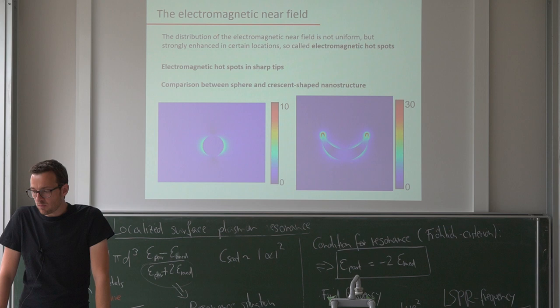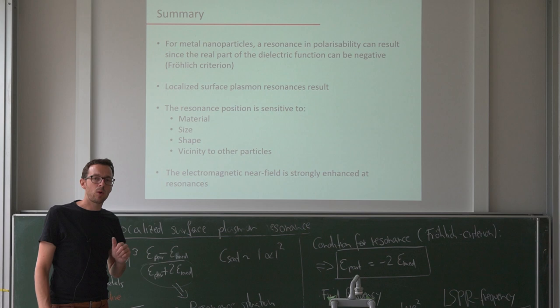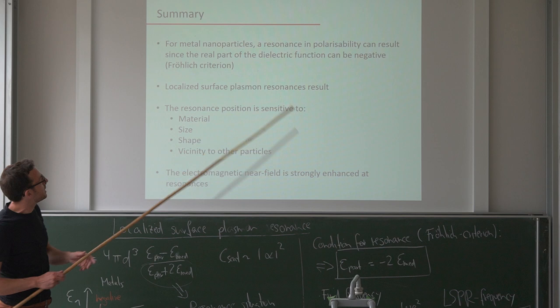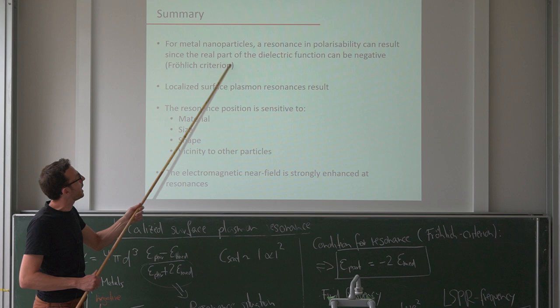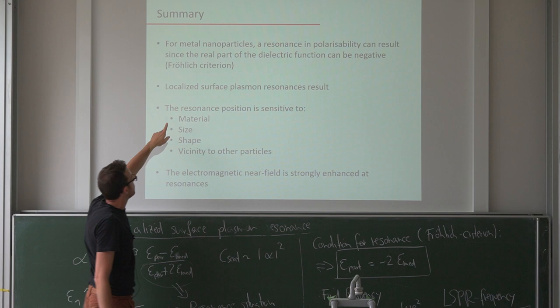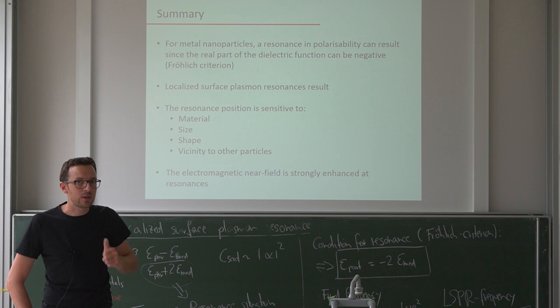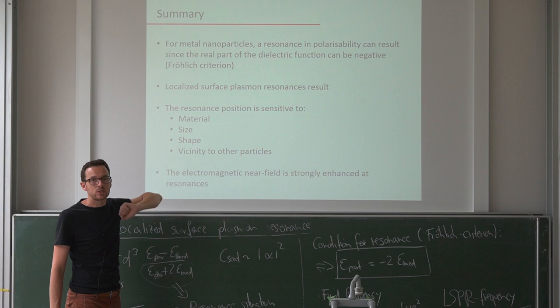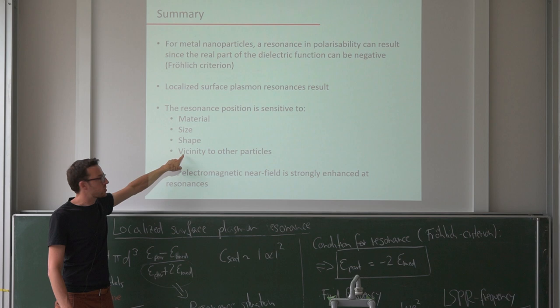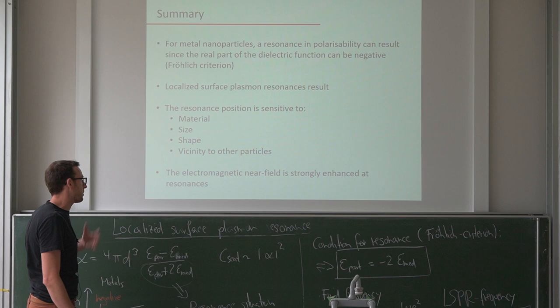Okay, so with this, I'm at the end of today's lecture. And now let's briefly summarize all these interesting properties of metal or noble metal nanostructures. First of all, we can get a resonance in the polarizability because the real part of the dielectric function for metals can be negative. And this gives rise to this resonance that is known as the localized surface plasmon resonance. And we've seen that this resonance is very sensitive to the material, gold or silver, the size of the particles, the shape of the particles, and the surroundings, so if you have very small distances to other gold nanoparticles or metal nanoparticles.